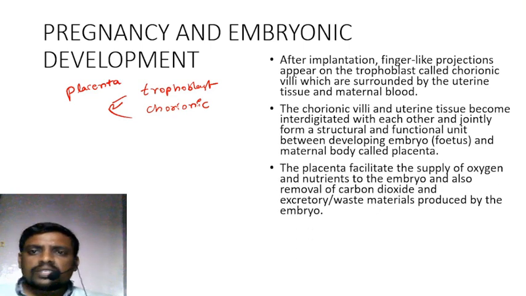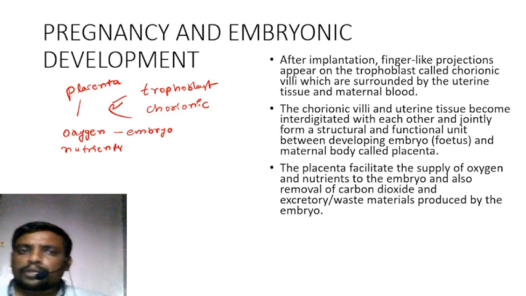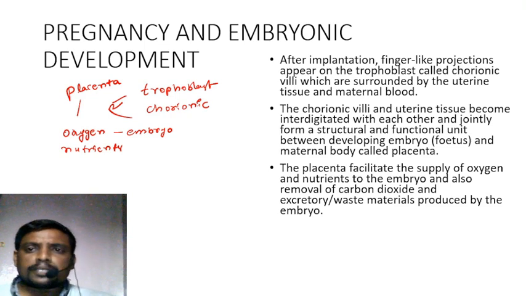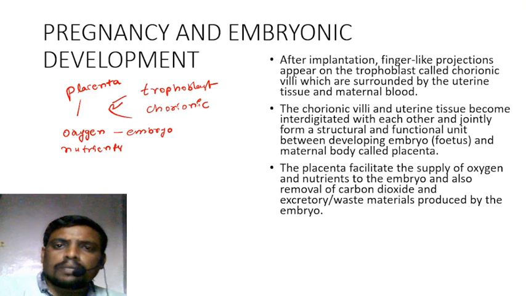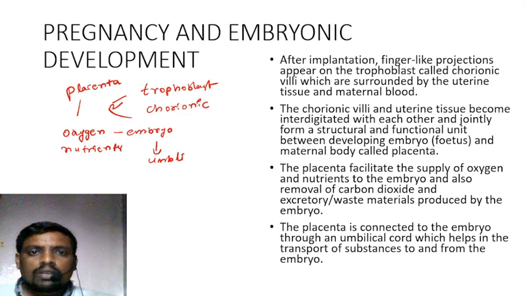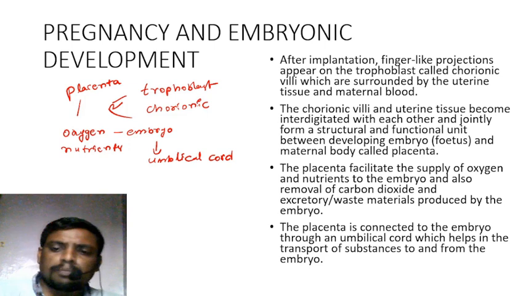The placenta facilitates supply of oxygen and nutrients to the embryo. Not only oxygen, nutrients are also supplied to the embryo through this placenta. And removal of carbon dioxide and excretory waste materials are also done by this structure. The placenta is connected to the embryo through an umbilical cord. What is that called? Umbilical cord. Through the umbilical cord it is connected, which helps in the transportation of substances to and from the embryo.